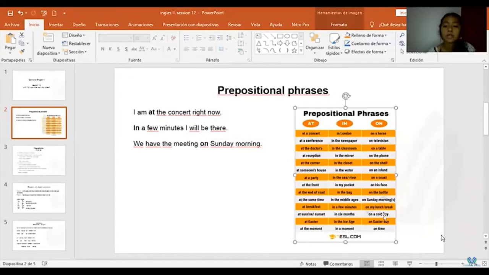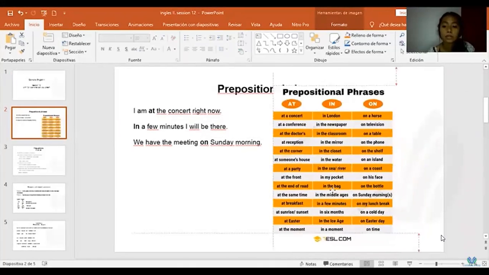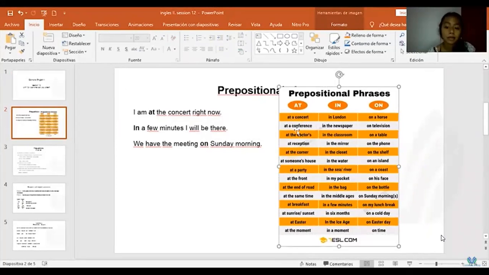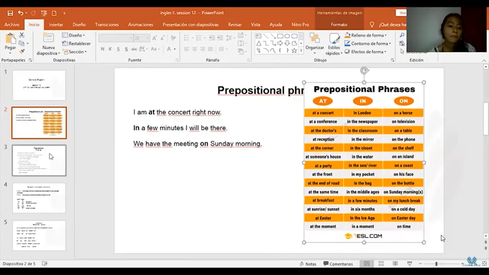Here in this chart we have some examples of when we use them. With at: at the concert, at the conference, at the doctor's, at receptions, at the corner, at someone's house. For example, I am at Sarah's house, at the party, at the end. With in, we have a place: in London, in the newspaper. For example, I saw something important in the newspaper, in the classroom, in the mirror, in the closet, in the water, in the sea. Then we have on a horse, on television, on a table, on the phone, on the shelf, on an island, on the coast, on his face. If we want to learn them, we need to study and learn them by heart.